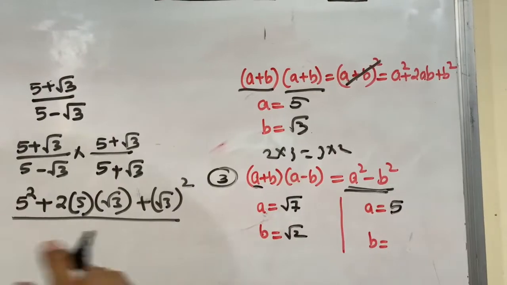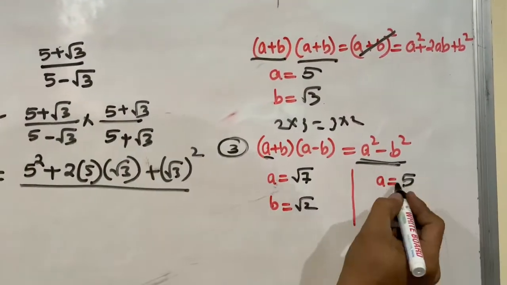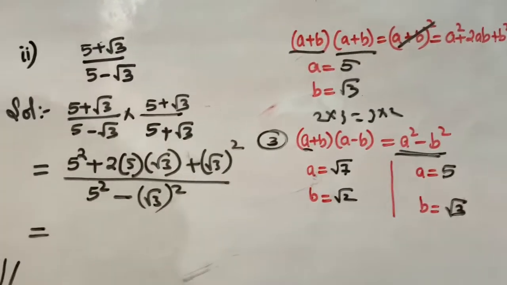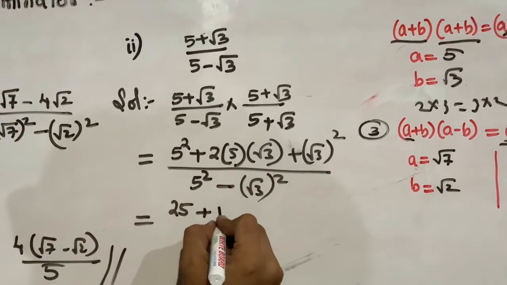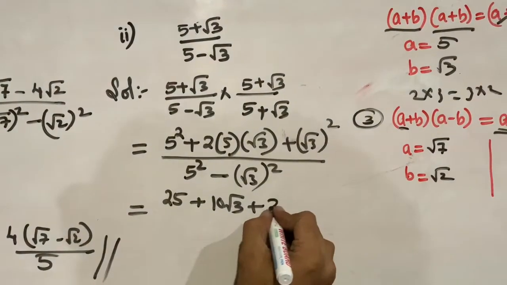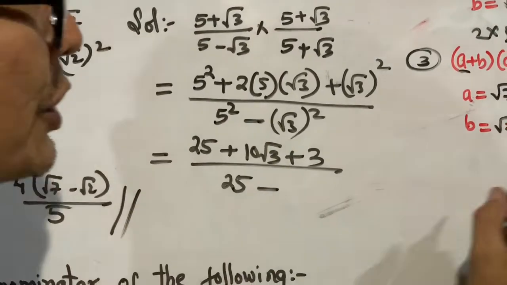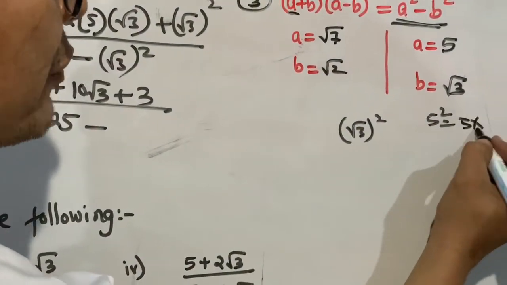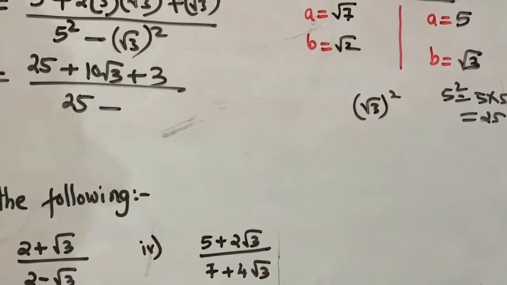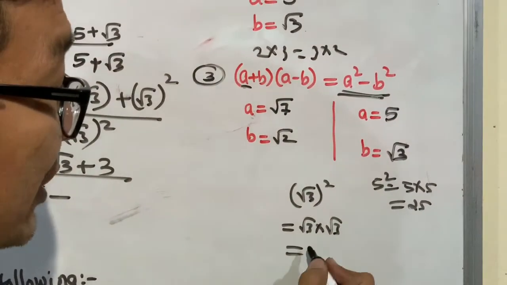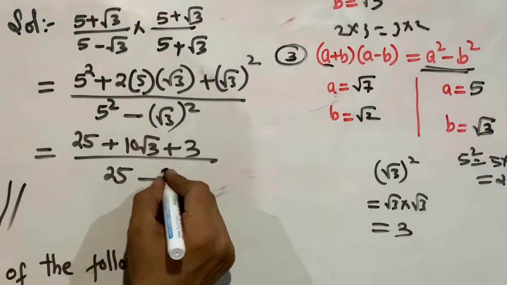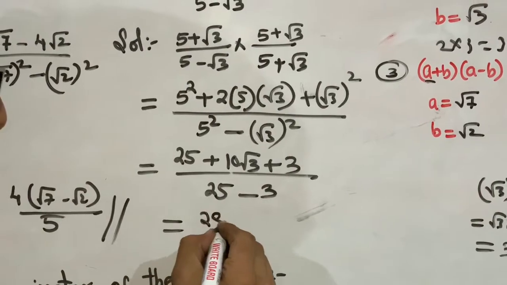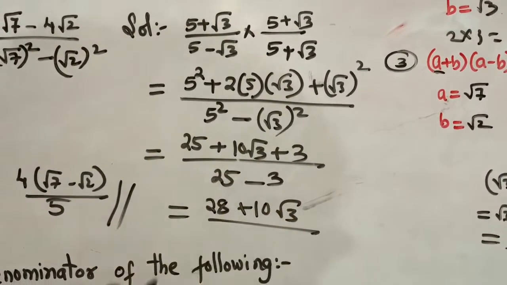So a is 5 and b is root 3. Substituting: 5 square is 25, plus 2 times 5 times root 3 is 10 root 3, plus root 3 square which is 3. The denominator is 5 square, 25, minus root 3 whole square, which is 3. The 25 and 3 are rational numbers, and 10 root 3 is irrational. So 28 plus 10 root 3 divided by 25 minus 3.